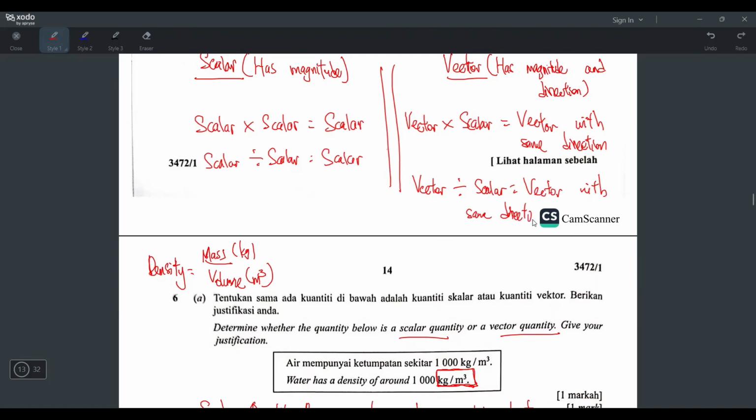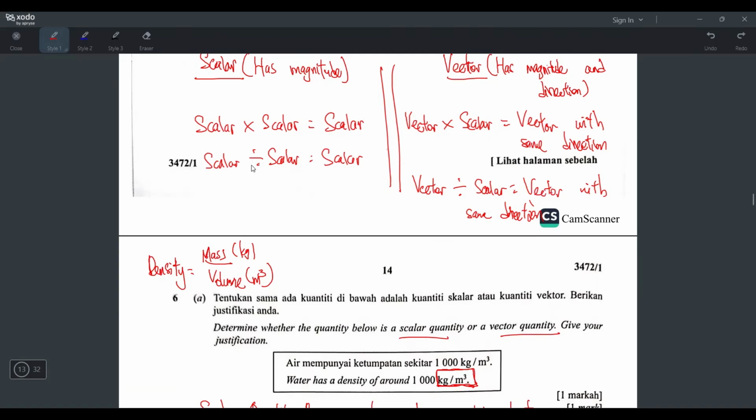Okay, let me explain what this is. We already understand what scalar and vector are. Scalar has magnitude, vector has magnitude and direction. So what happens when you take two scalar quantities and multiply them? You end up getting a scalar, because a scalar quantity only has magnitude. And what's magnitude? A numerical value. So when you multiply one numerical value with another, you just get a bigger numerical value, so it will just be a scalar. Same with divide, same logic.